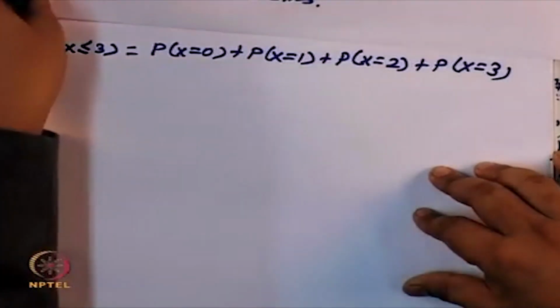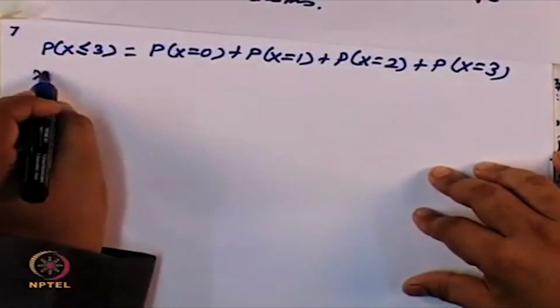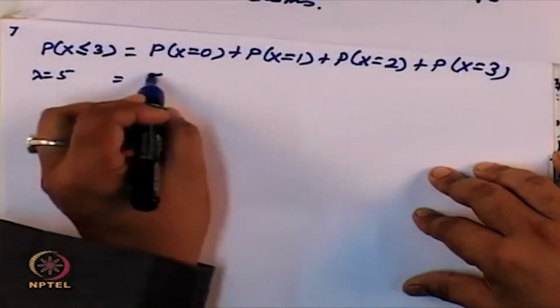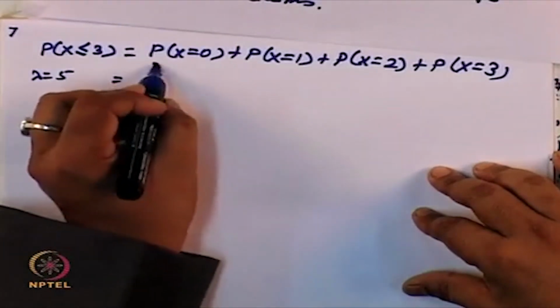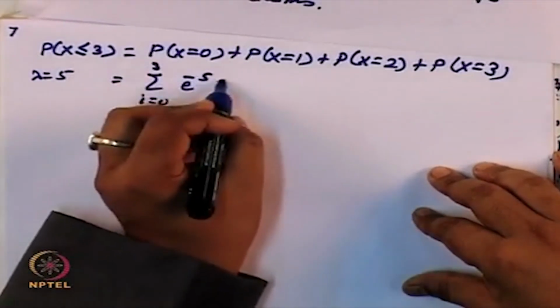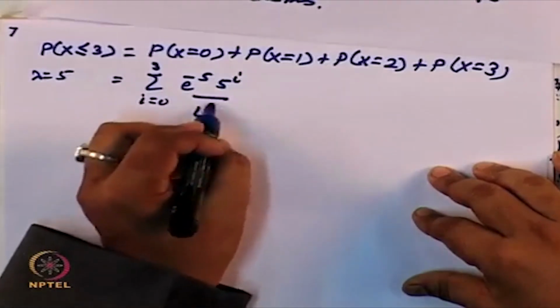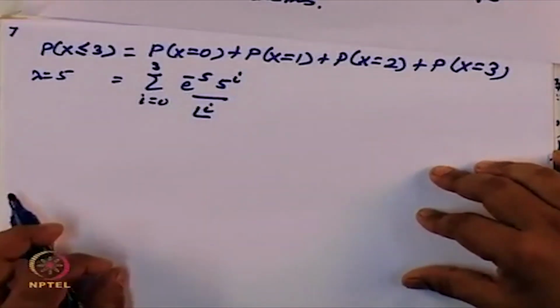You are also given that the average number of claims is 5, that means lambda is 5. So, you can just expand the summation, i equal to 0 to 3, e to the power minus 5, 5 to the power i by factorial i. This will be your final answer.